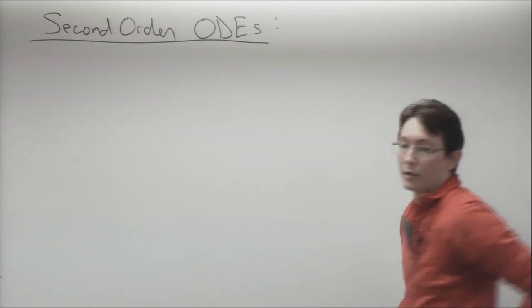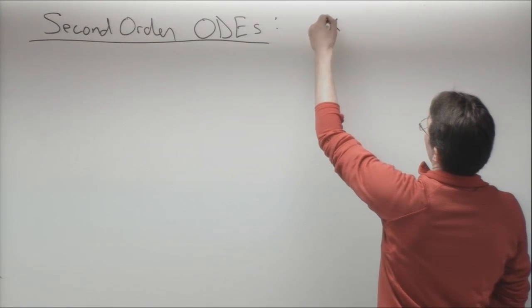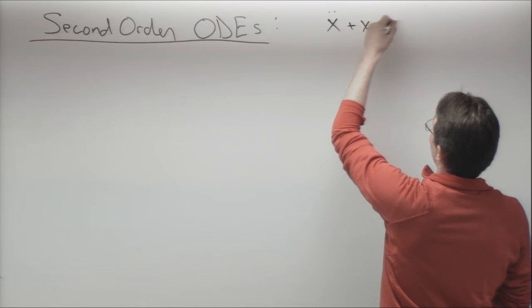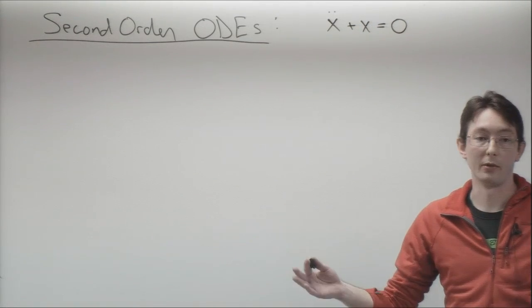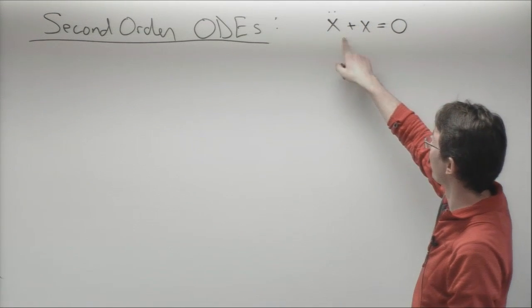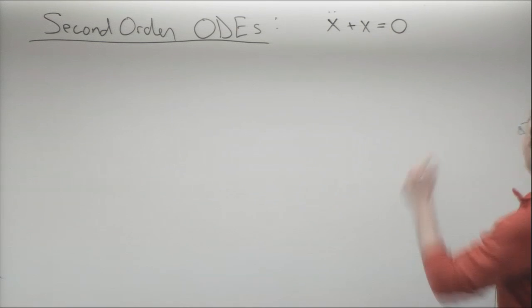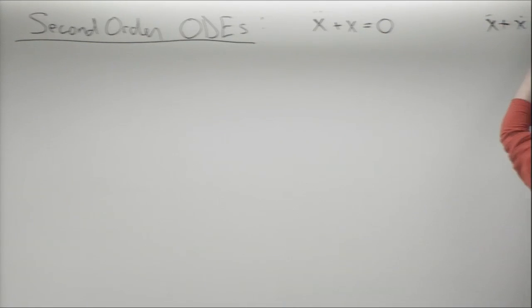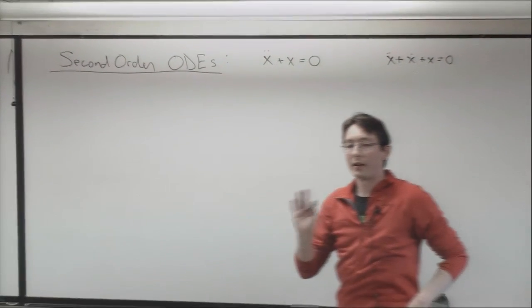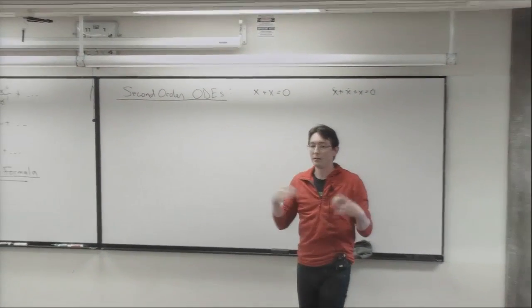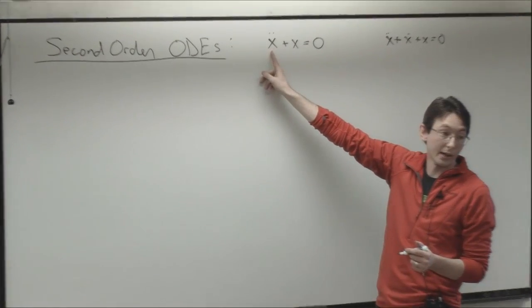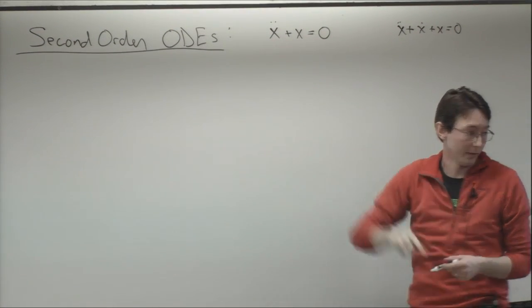And these are going to look like x double dot plus x equals 0, for example. Okay? I could write other expressions too. So what's the defining characteristic of a second order ODE? It has a second derivative. It doesn't have any third or fourth or fifth derivatives, but it definitely has to have a second derivative. That it's a second order system. Okay?